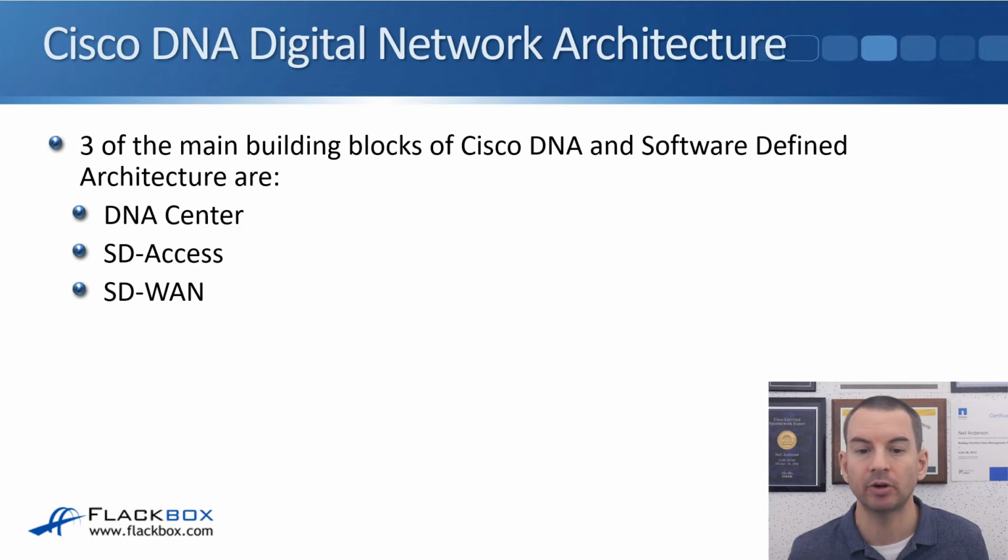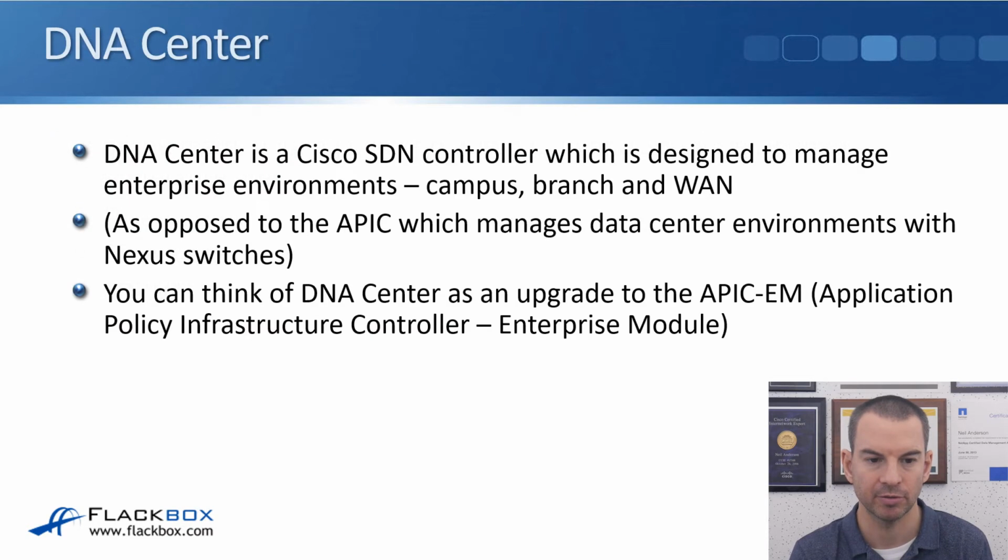Three of the main building blocks of Cisco DNA and the software-defined architecture are DNA Center, which we'll be talking about here, and SD Access and SD-WAN, which I'll cover in the next couple of lectures. So DNA Center is a Cisco SDN controller, which is designed to manage enterprise environments. That's campus, branch, and WAN, as opposed to the APIC controller, which manages data center environments with Nexus switches.